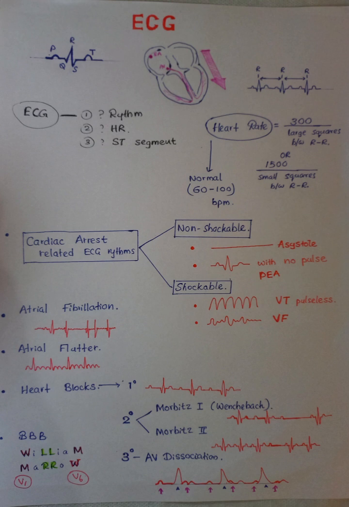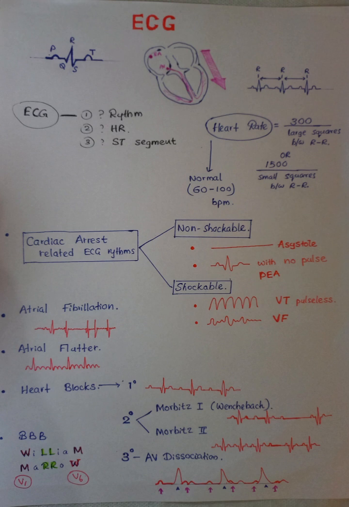If the patient is having just a flat line, that's called asystole. In that case, if the patient is in cardiac arrest, that is a non-shockable rhythm. The other non-shockable rhythm is PEA, pulseless electrical activity. Any rhythm with no pulse except VT or VF, we can call PEA, or pulseless electrical activity.